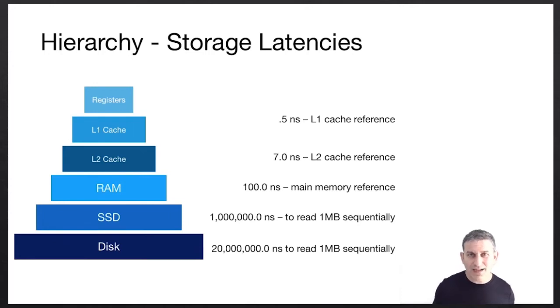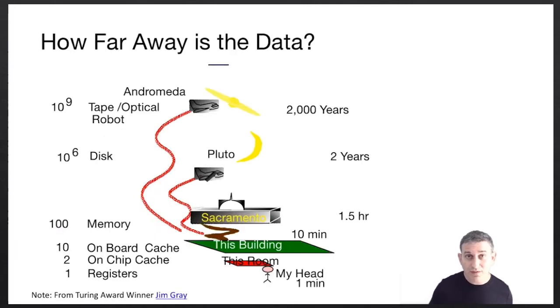And to give you a flavor of how different these things are, it helps to think about not time, but space. So here's an analogy from Jim Gray, who's a pioneer of relational databases and transactions, and winner of the Turing Award. He makes the analogy that registers are like your head. By contrast, going to disk is like going to Pluto. That's the timescales we're talking about.